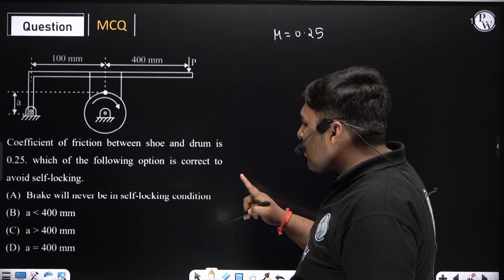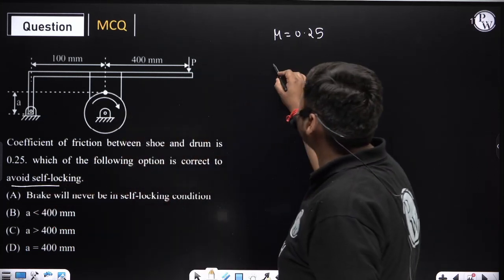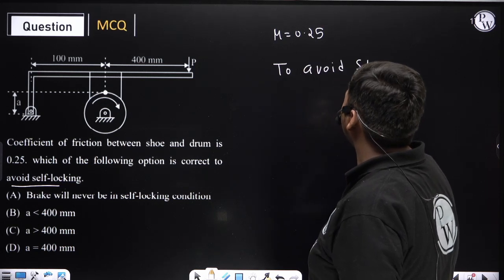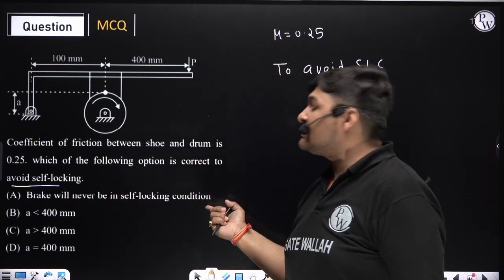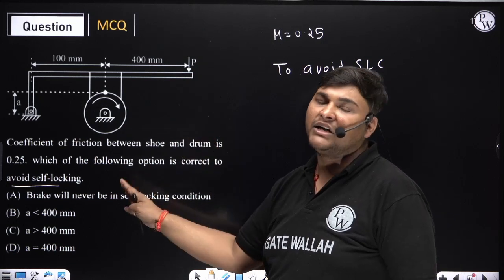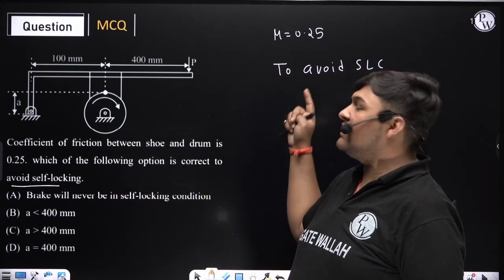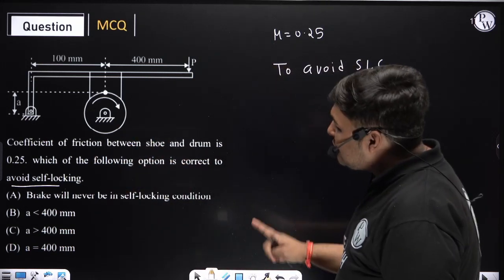Which one of the following options is correct to avoid self-locking? So the examiner is asking the condition to avoid self-locking. One option is saying the brake will never be in self-locking. This case can also come. If the brake is not self-energizing, then it can never be in self-locking. But if it is self-energizing, then we need to find the relation to avoid self-locking, and we have to find which options are correct. Here mu is given.